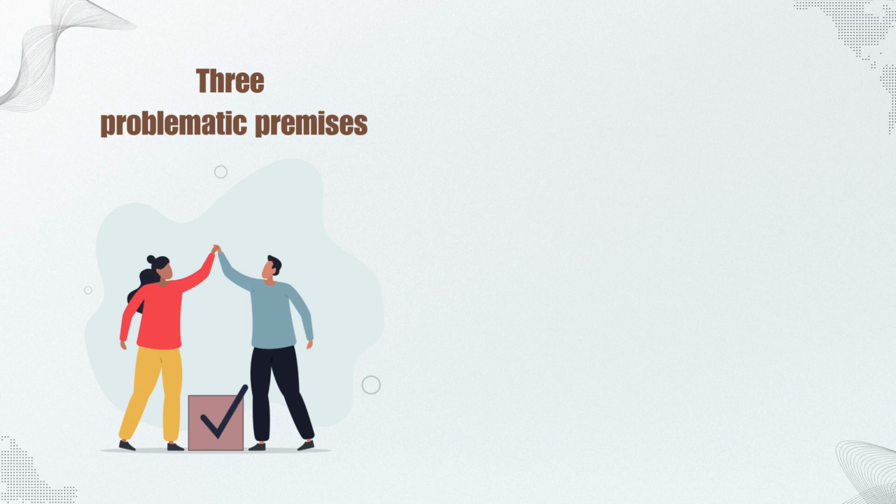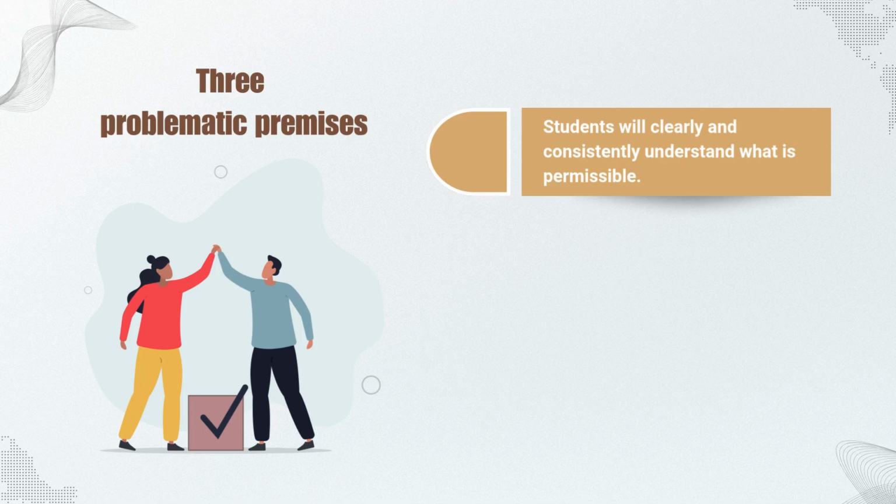The authors believe that examining the assumptions underlying discursive approaches reveals that they rely on 3 problematic premises. First, the discursive approach assumes that students will clearly and consistently understand what is permissible. However, the instructions about permissible AI use are ambiguous, making it easy for students to confuse terms like AI used for editing and AI used for drafting.